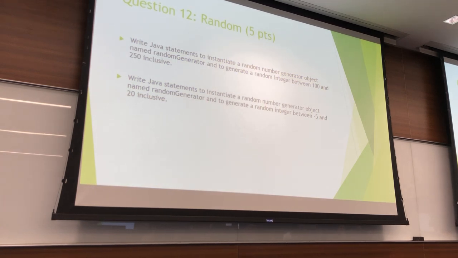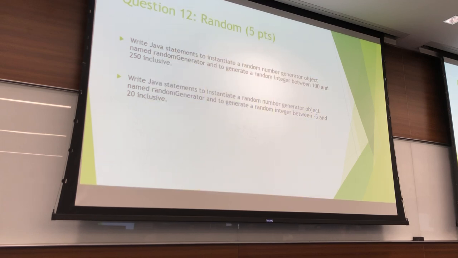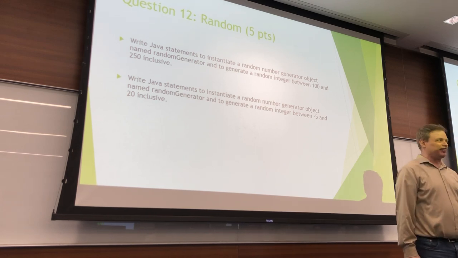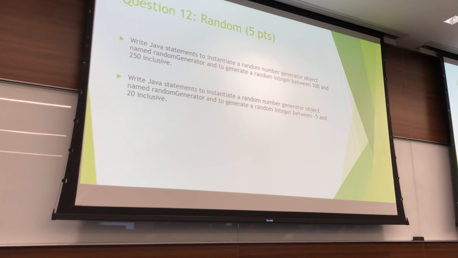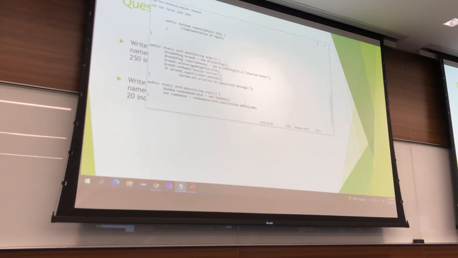Write Java statements to instantiate a random number generator object named randomGenerator. Oh, I did say a name for it, and I just happened to call it that. That's amazing. And to generate a random integer between negative 5 and 20. How many things am I trying to pick from there? 26, because it's inclusive. But you don't have to remember that. All that you have to do is plug it into the formula. So we do max minus min plus 1.